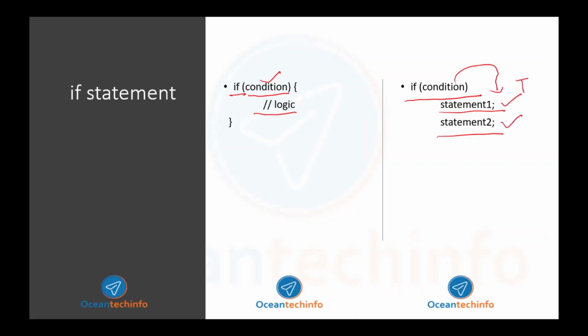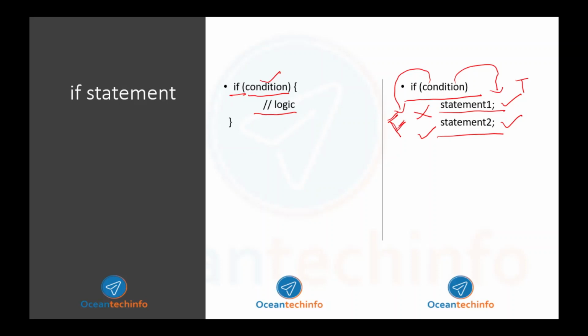Whatever the closest statement is that is associated with this if condition, based on the condition being true or false, it will be evaluated and executed. If this condition becomes false, this statement won't be executed, but this statement will always be executed. So keep in mind: if the condition is false, the first statement cannot be executed, but the second statement will be executed. But if the condition is true, the first statement will be executed and the second statement will also be executed.